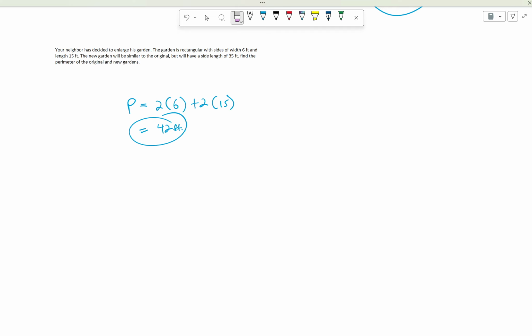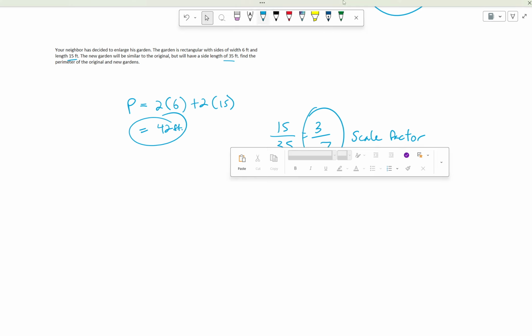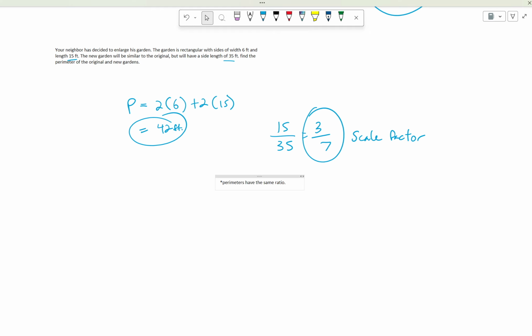Now, if we take our scale factor, this guy has a length of 15 and this guy's got a length of 35, so 15 to 35 will be my scale factor of 3 to 7. And that's going to go from old to new. The thing that we need to know is that perimeters have the same ratio. That should make sense because it's a linear length. So we'll go old to new, which is 3 to 7.